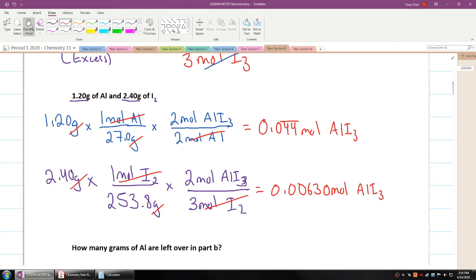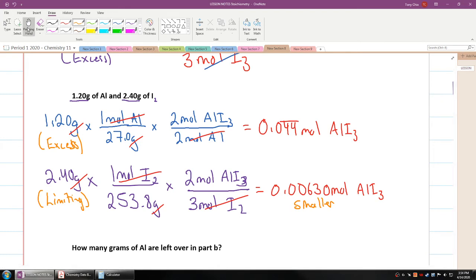So let's look at this time. Which one produces the least amount of moles of your product? Is it the aluminum or is it the iodine? As you can see here, this time, this is your smaller amount. It's a smaller value. Thus, this is now your limiting, and that means the other is now your excess. So your aluminum this time is your excess. Your iodine is your limiting.